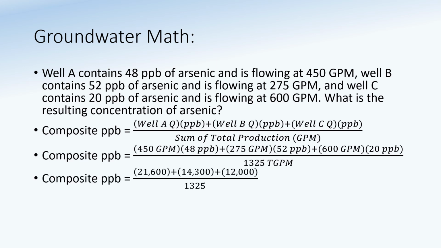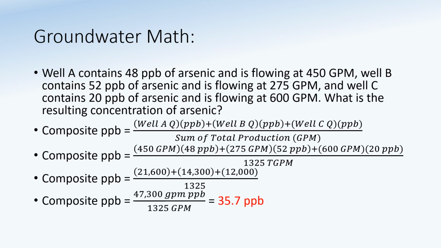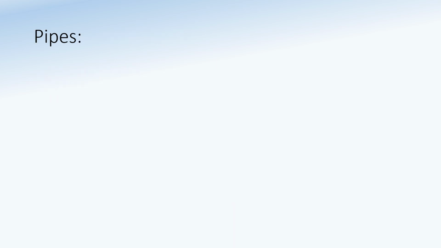And then you solve for those individual ones to make it easier. So that would leave you with, if you multiply 450 by 48, you get 21,600. 275 times 52 equals 14,300, and 600 times 20 equals 12,000. You divide those by 1,325, and you get 35.7 parts per billion. So that's the answer for that one. All right, let's move on.